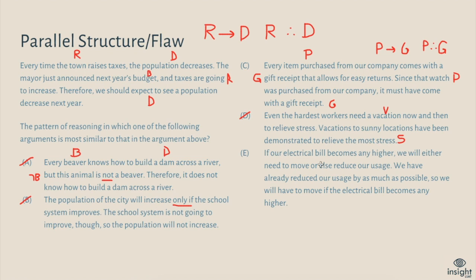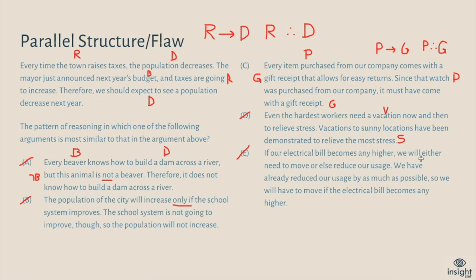That's not right. E. If our electrical bill becomes any higher, we will either need to move or else reduce our usage. Okay, I can already cross this one out too. Why? I don't even have to read the rest of it. Think for a second about why I'm going to cross this one out right off the bat after reading this first sentence. What is in this sentence that is nowhere in our blurb? It's not this part here, the if, because the first part of our blurb is an if. What about over here, the second part? There's something there that's not in the blurb. Do you see it?